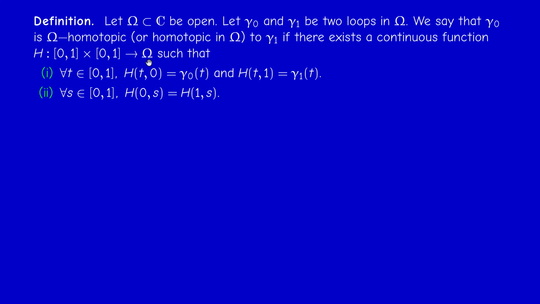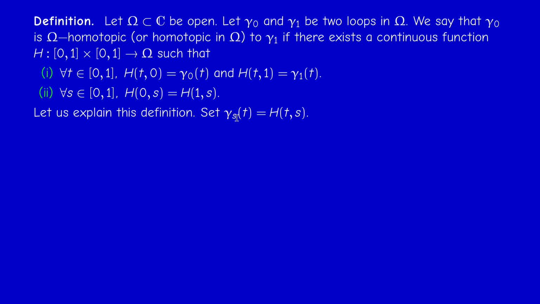If there exists a continuous function h of two variables, so it's the function from the square [0,1]² to omega, such that two conditions hold. Okay, so h of t,0 equals gamma 0 and h of t,1 equals gamma 1, and the second condition, h of 0,s equals h of 1,s. Okay, let me explain in more detail what is the geometric interpretation of this.